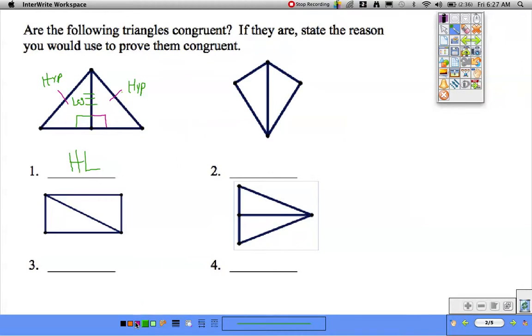Example number 2. If I give you right angles here, and then I tell you this side and this side are congruent. Take a second, decide, are the triangles congruent, and if so, which of the 5 ways to prove triangles would justify your statement?